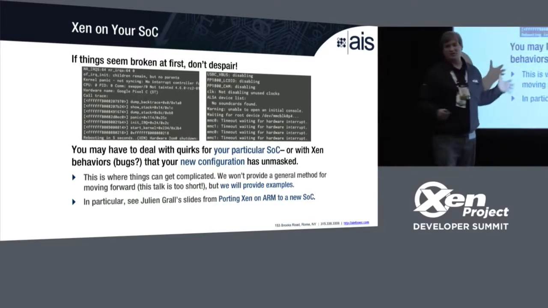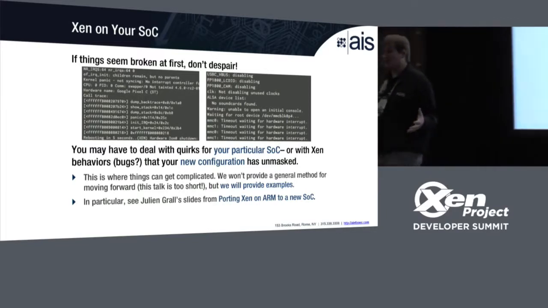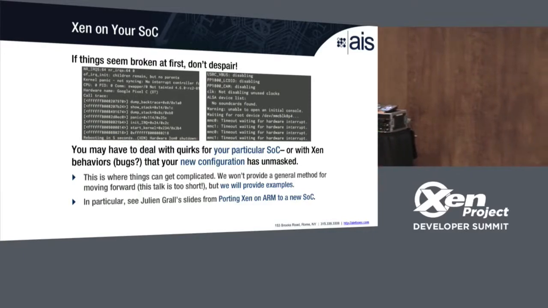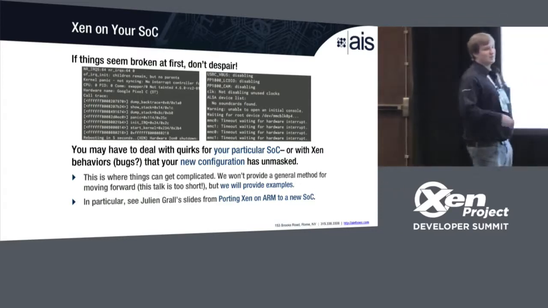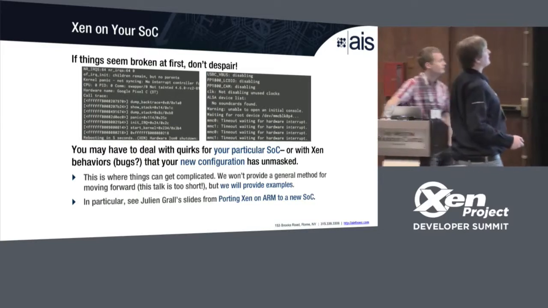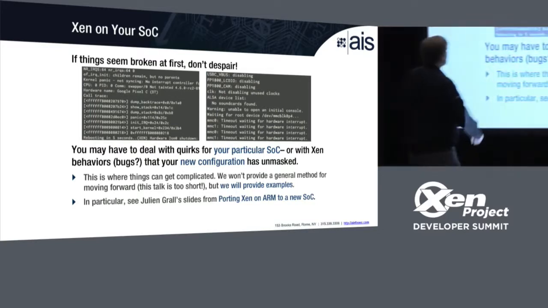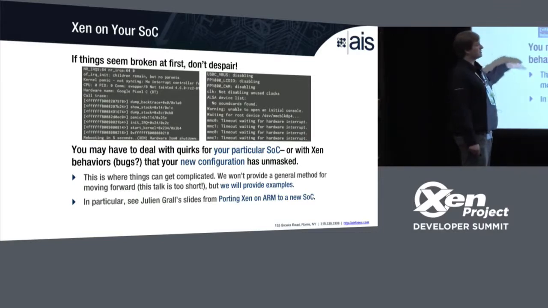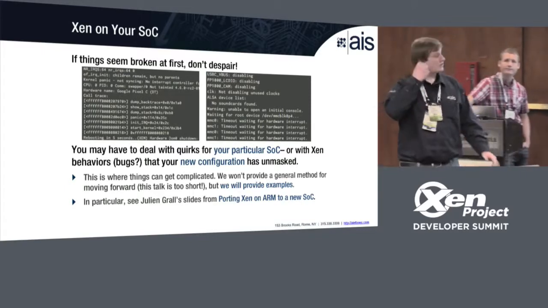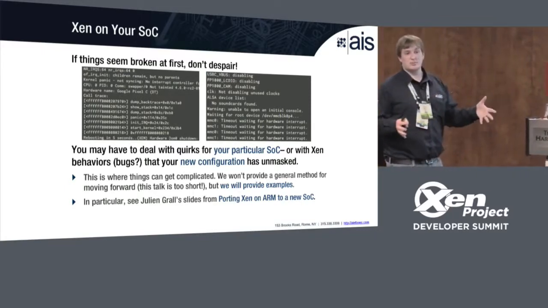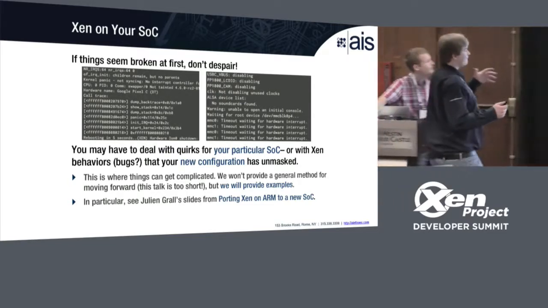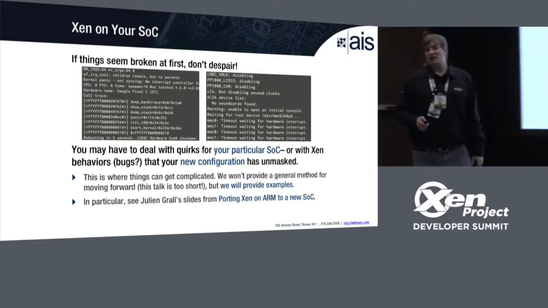when you started Xen, you'd see that there was basically no IRQ controller recognized. Turns out that was a change that needed to be made to Xen. The IRQ structure on the Tegra is very similar to the normal GIC structure, but it has some additional elements we have to handle, and I'll cover those, I think, on the next slide. Right. So you may have to deal with quirks for your particular system on a chip, or with Xen behaviors and bugs that are unmasked by your new kernel. Right, so working with your new system on a chip, there are lots of things that are set up by the bootloader that may not be in the configurations that Xen expects. You're going to run into some bumps.